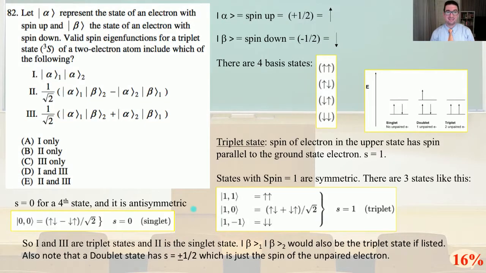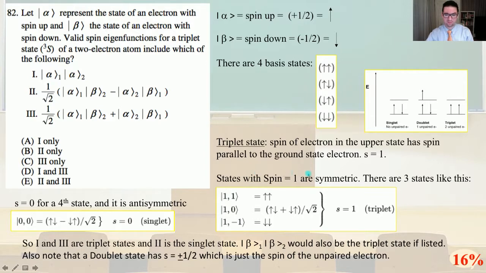Number 82. Let the ket of alpha represent the state of an electron with spin up and ket beta the state of an electron with spin down. Valid spin eigenfunctions for a triplet state, 3S, of a 2-electron atom include which of the following? So our alpha ket is going to equal our spin up, equal plus 1/2, our little arrow going up. Our beta ket is going to equal spin down, equals minus 1/2, and that's our little arrow going down. And there are going to be 4 basis states: up up, up down, down up, and down down.